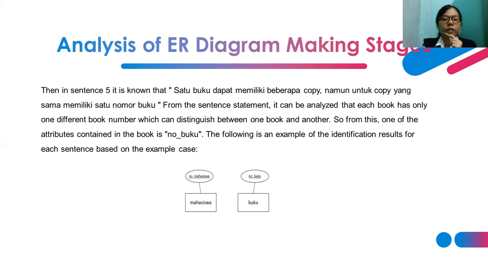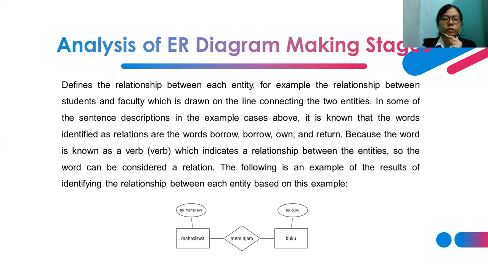In sentence 5, it is known that satu buku dapat memiliki berapa kopi, namun untuk kopi yang sama memiliki satu nomor buku. From the sentence statement, it can be analyzed that each book has only one different book number which can distinguish one from another. So from this, one of the attributes contained in the book is nomor buku. The following is an example of identification results from each sentence based on the example case.